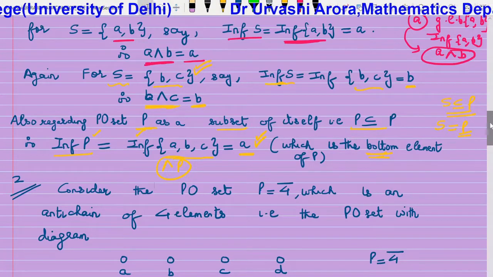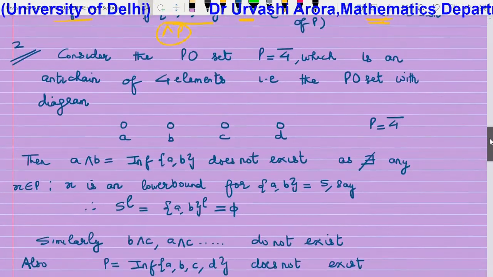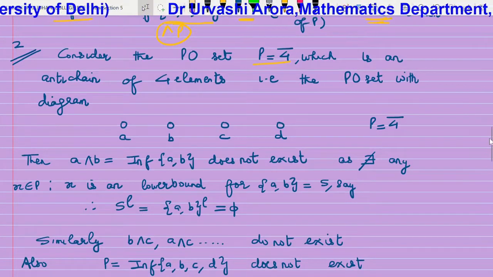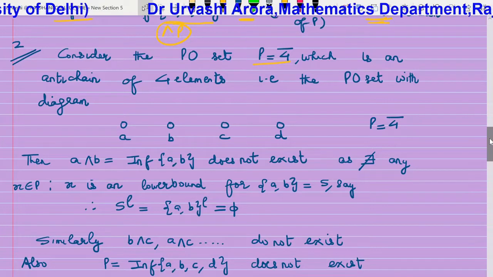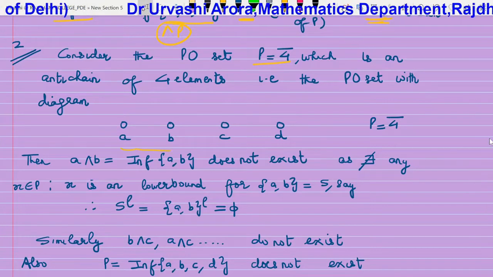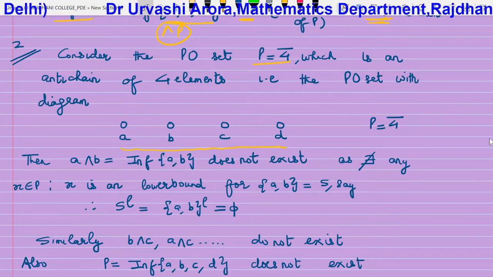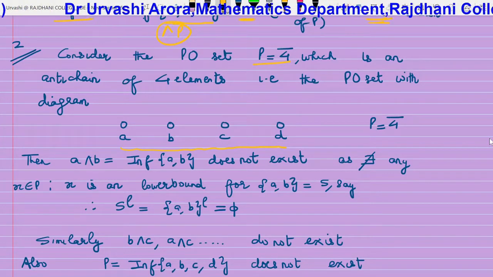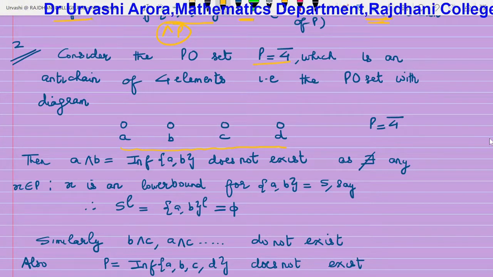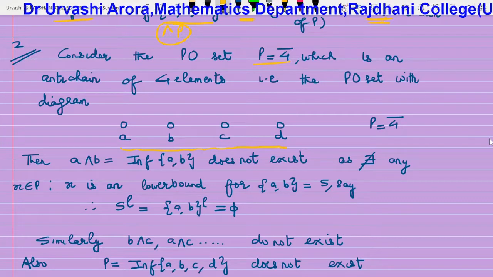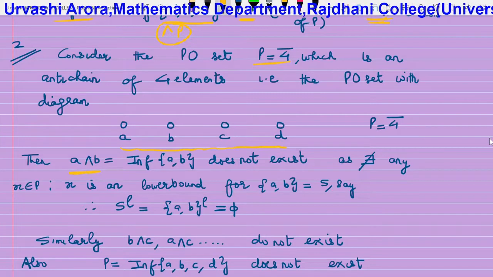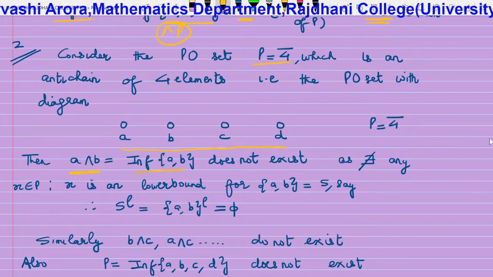Now coming to the second example. In the second example, take P to be an anti-chain of 4 elements, which means that there are 4 elements in the poset, which we have named A, B, C, D, so that we can refer to them. Because it's an anti-chain, none of A, B, C, D are related to each other. Now if we try to find A meet B, if it exists, what is the infimum of A and B?